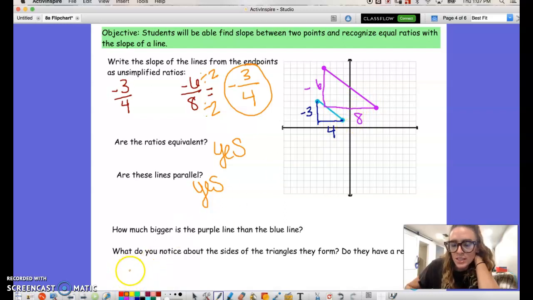What do you notice about the sides of the triangles they form? Do they have a relationship? So is there a way we could talk about this triangle compared to this triangle? Without knowing the exact length of this slope, of our original line, and without knowing the exact length of our blue line, how could we describe this blue triangle compared to this purple triangle? So those are questions I just want you to write down for right now, maybe jot down some ideas about, and then we are going to actually be talking about that in our class time.